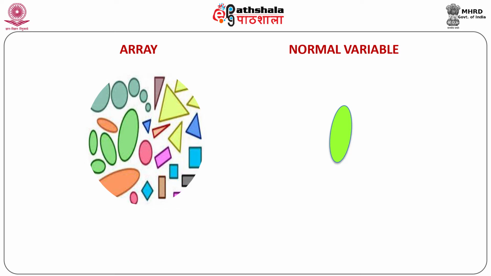In a normal variable you can see there is a single element stored, whereas in an array we get a collection of similar objects or a collection of similar variables. You can see in the array we have shown various similar kinds of objects. Here we have shown circles, ellipses, triangles, etc. in the array, whereas in a normal variable, just a single element. So you know that an array collects several elements and a variable stores a single element. Variable value can be changed.